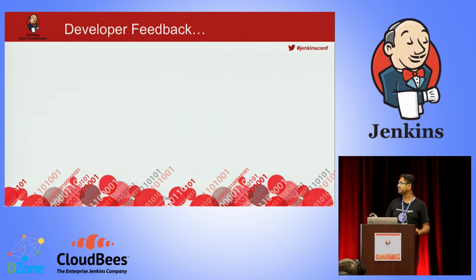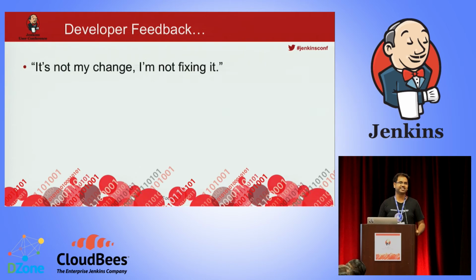First one was, it's not my change, I'm not fixing it. As we introduce more and more tests, alpha tests and so on, for example, I make a change and it breaks an alpha test. Then James makes another change, but I'm away or something, and I didn't monitor the pipeline. So James is blocked, because obviously the failure is not related to his change, so he's saying, it's not my change, I'm not fixing it.